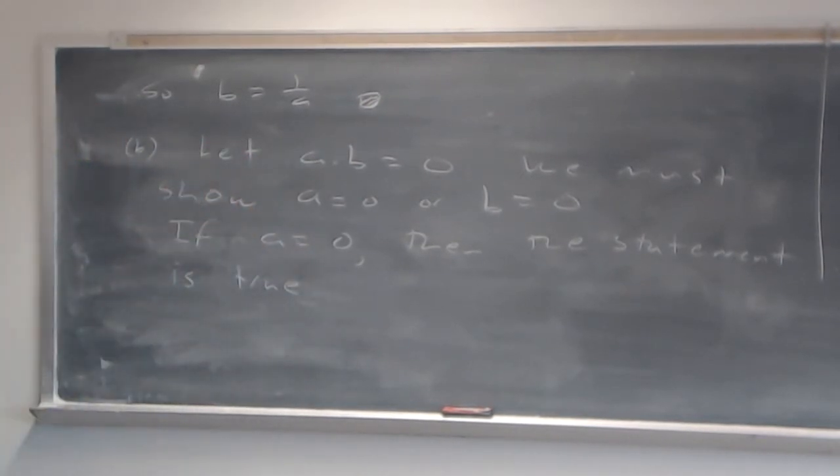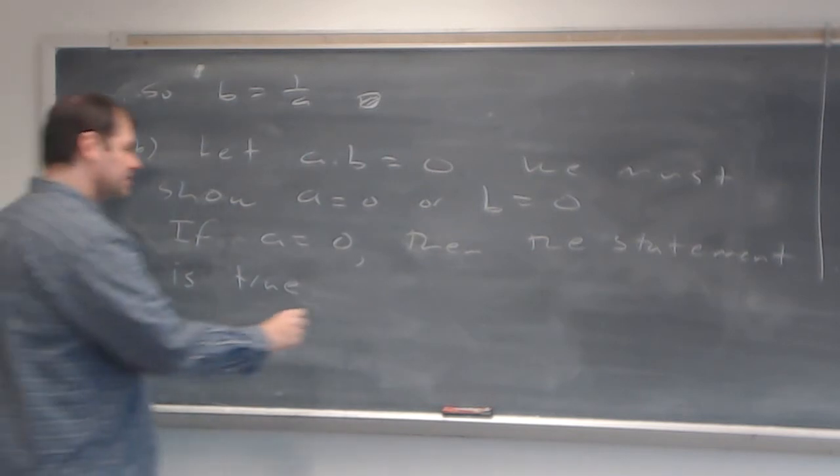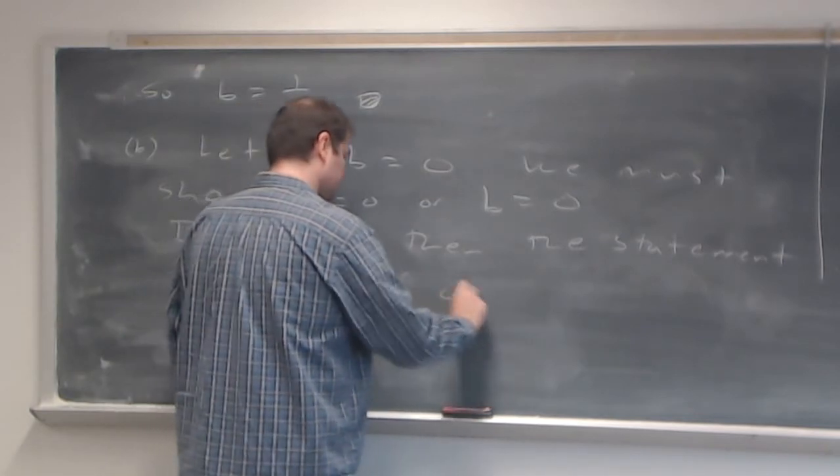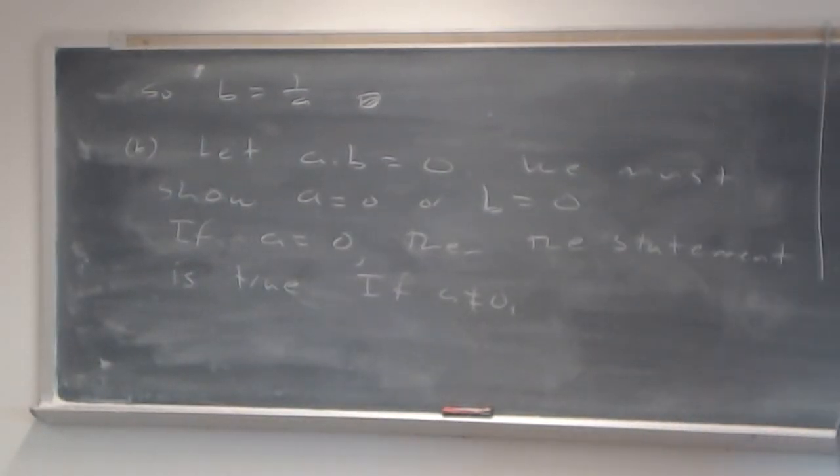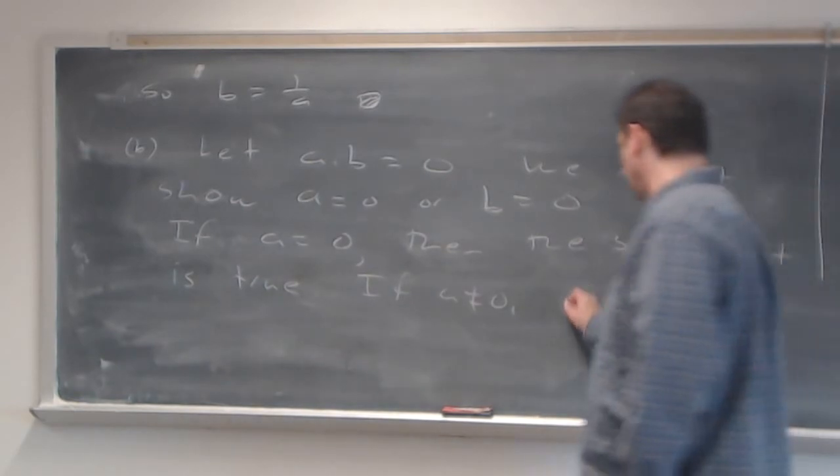When we're done, that's one case. The other thing that we consider is if A is not 0, then what do we have to show? Yes, we must show B is 0.